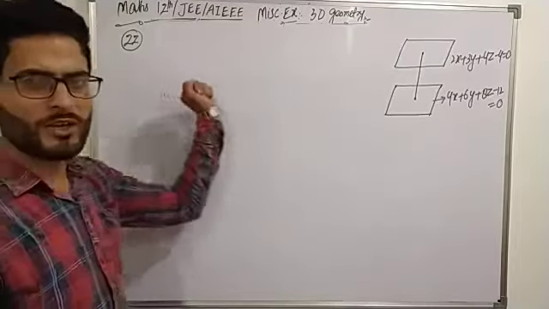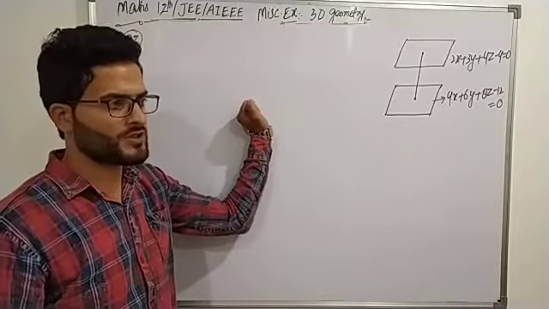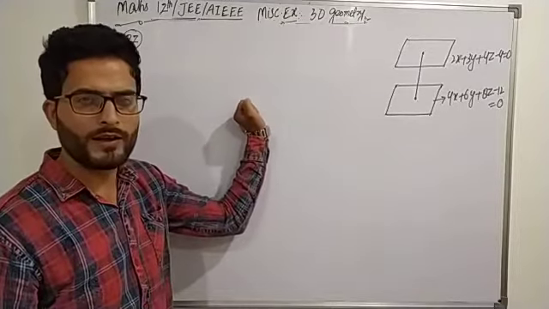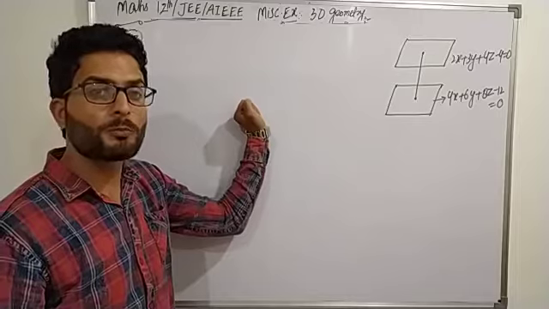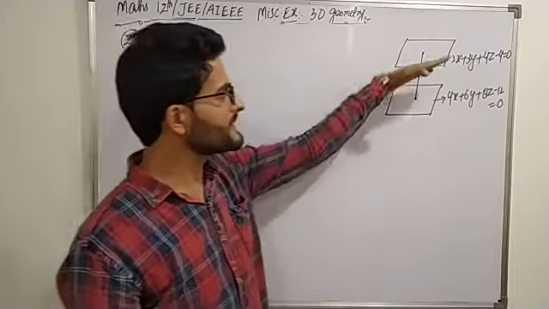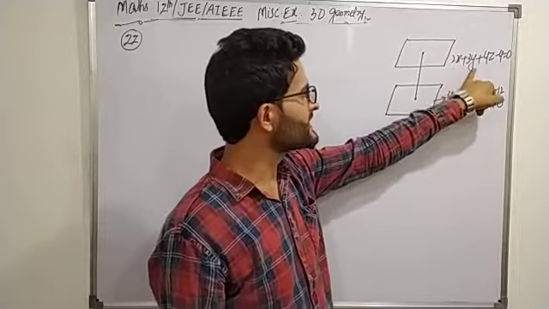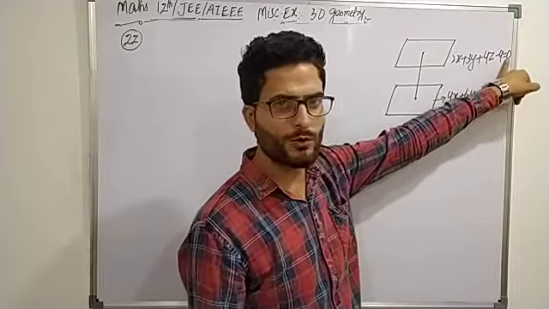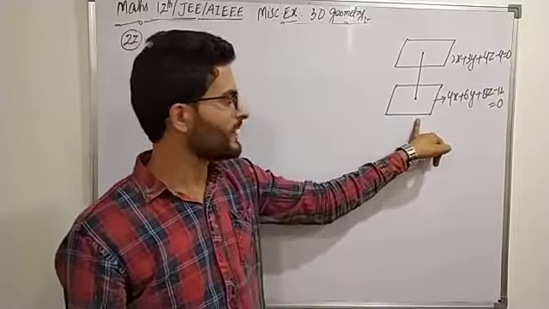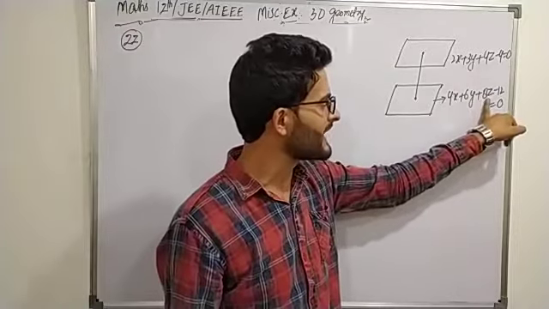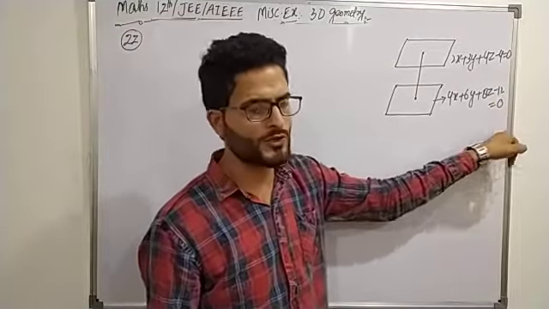Now we are on question number 22, and that's an objective type question, and here we need to calculate the distance between two planes. हमें दो planes के बीच में distance चाहिए. एक plane की equation है 2x plus 3y plus 4z minus 4 is equal to 0, और दूसरे plane की equation है 4x plus 6y plus 8z minus 12 is equal to 0.